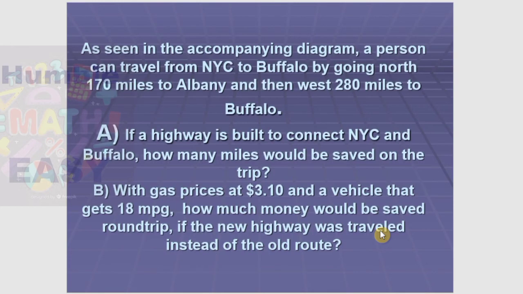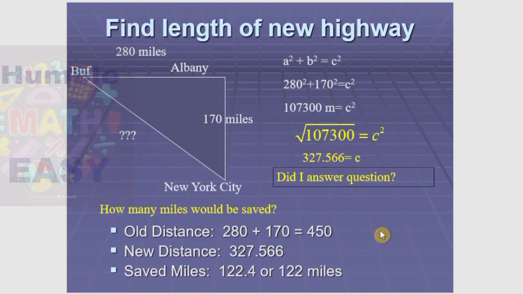Okay, so we now have here, starting from New York City, going to Albany, we have 170 miles, and then 280 miles from Albany to Buffalo. So that is the old route that we have.